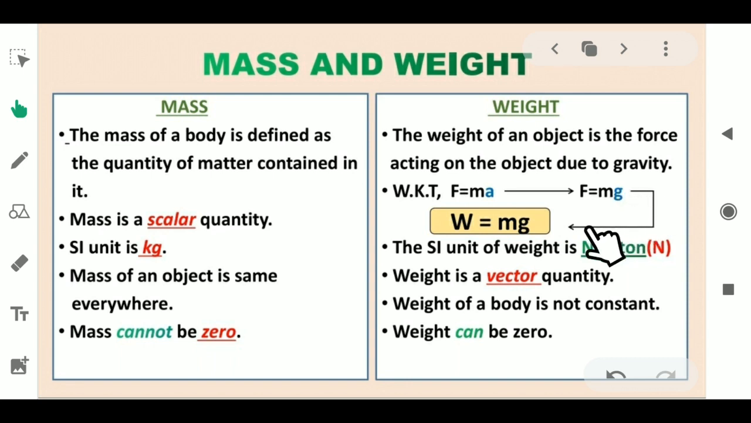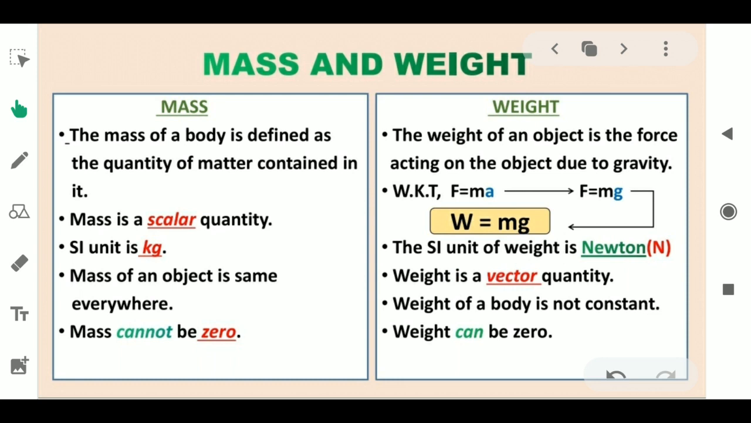The same equation can be written as W = mg. Why? Because in the case of weight, we know that the weight of an object is the force acting on the object due to gravity. If it is like that, you just replace F by W, then you will get W = mg. Here the force is equal to W, therefore W = mg. Or simply, weight is equal to mass times acceleration due to gravity. Clear? Yes.